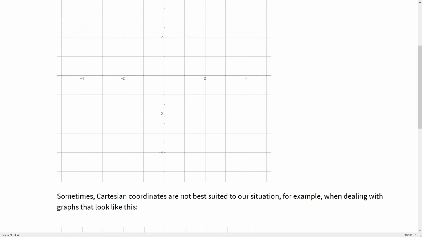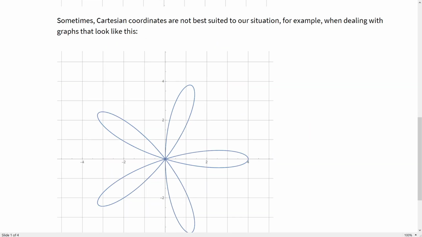Well, we're going to look at something even more complicated than that, or at least it seems that way at first. Here's an example of a graph we want to be able to describe. This thing here that looks like a flower. In fact, we usually call these roses. This would be a rose with 5 petals.